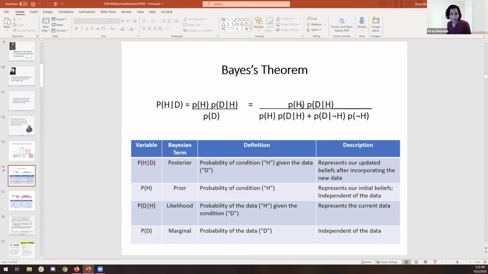So if we were to break this down, this is the probability of getting the data if you have the condition. And these are all independent of each other. And this special notation here means not. So this is the probability of having the condition times the probability of the data given the condition, which is basically the numerator. And you're just adding to that the probability of getting the data if they didn't have the condition, times the probability of not having the condition at all.